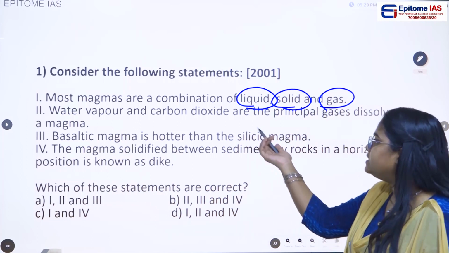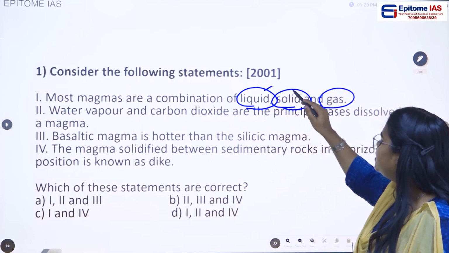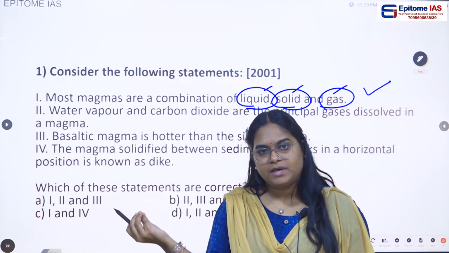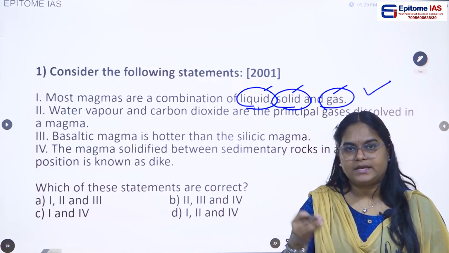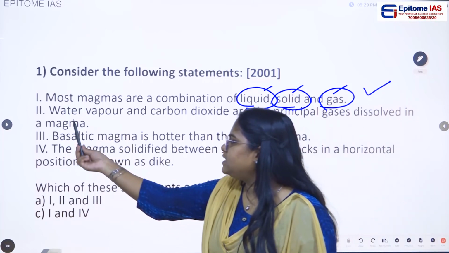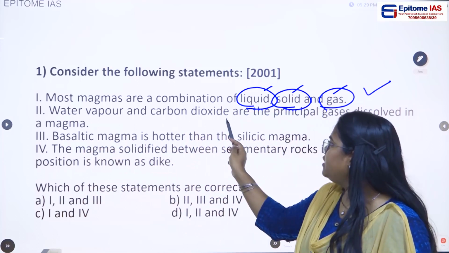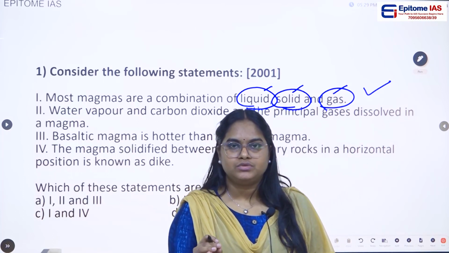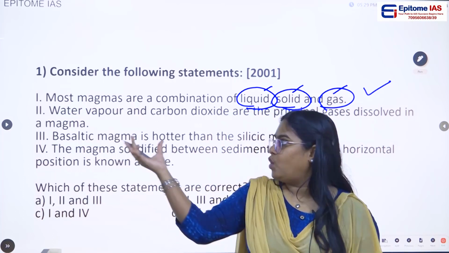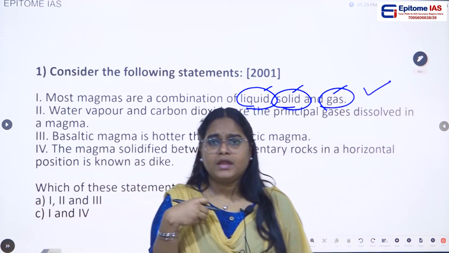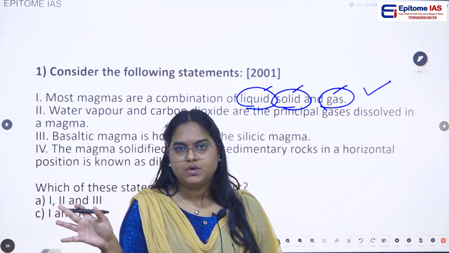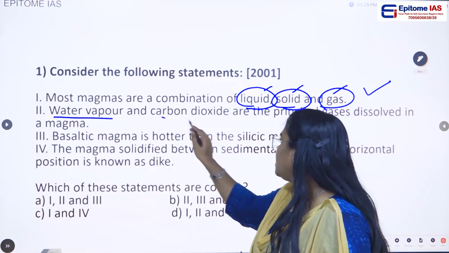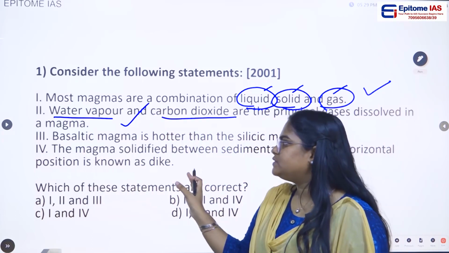So in the first statement, they are saying that most magmas are a combination of liquid, solid and gas. Yes, this statement is correct, because most magmas are a combination of solid, liquid and gaseous particles. Then statement 2, water vapor and carbon dioxide are the principal gases dissolved in the magma. Yes, as I told you, the major constituents are water vapor and carbon dioxide. Apart from that, there are other gaseous compounds also, but these are the major ones. So yes, this statement is also correct.